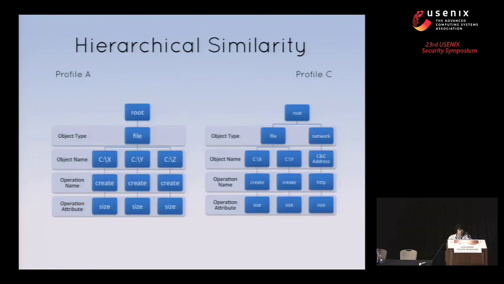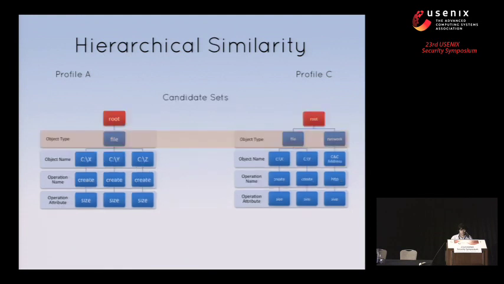So once we map all these behavior profiles into the hierarchy, the next step is to compare and find the similarity between these profiles. And I'll briefly explain the algorithm that we use. So the algorithm starts from the root and starts searching for matching nodes while traversing down.